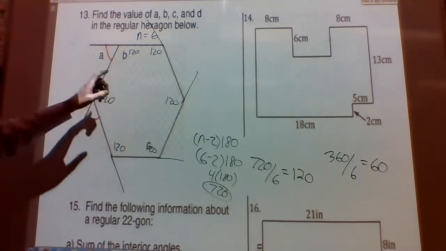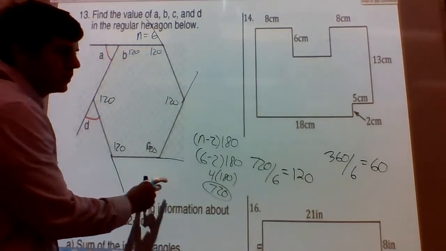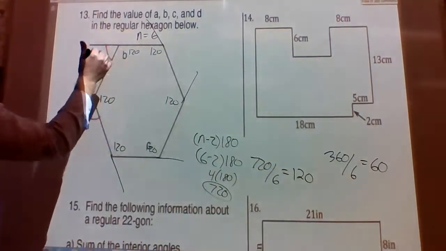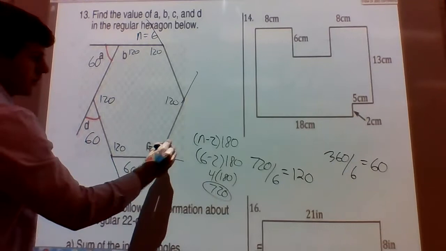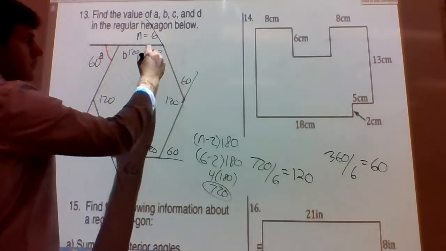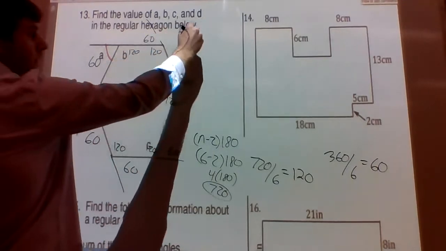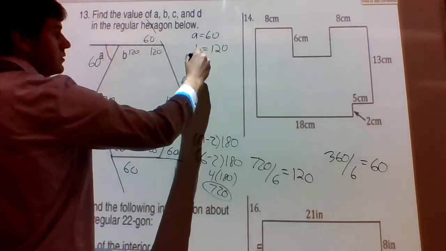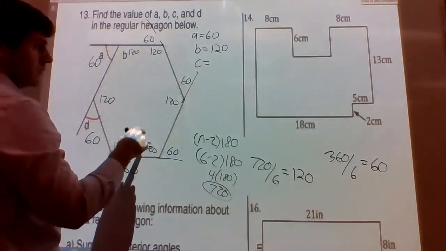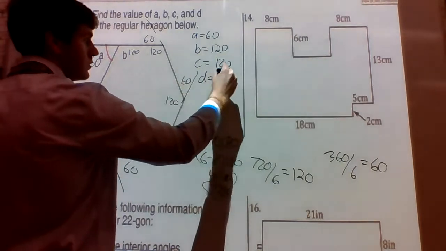So the sum of the exterior angles, and we have 6 exterior angles, is 360. If we divide by 6, we can get each individual one, which gives us 60. So A is going to be 60, D is going to be 60, and the rest of these are also going to be 60 degrees. Okay, so we know A is 60, B is 120, C is going to be 120, and D is going to be 60.